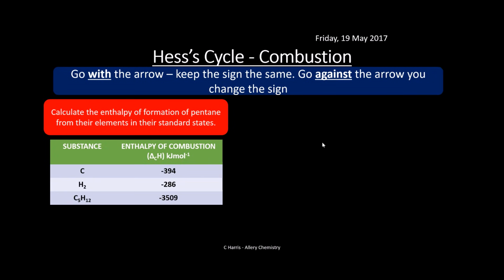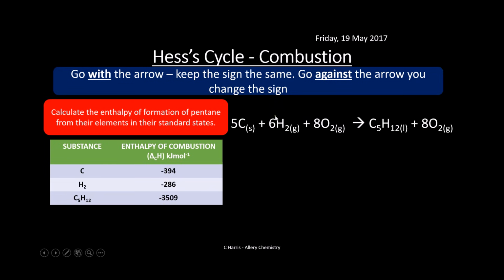Calculate the enthalpy of formation of pentane from its elements in their standard states. You can see here that we've got all of our substances there, carbon, hydrogen, and our pentane, which is C5H12. We've got the enthalpy of combustion. Look at the data they've given us. It's combustion data, so we must draw a combustion cycle. So the first thing we need to do is put our elements here, carbon, hydrogen, oxygen, and then we're going to obviously form our pentane and oxygen.